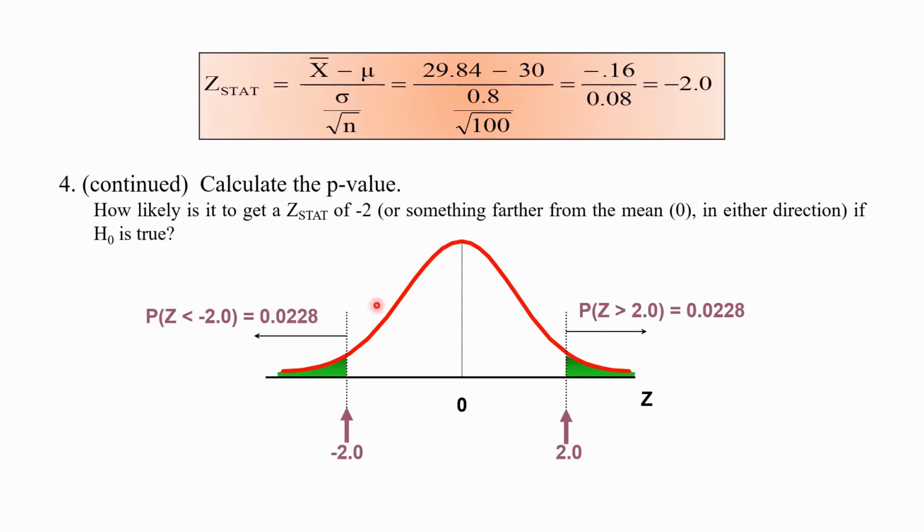So now how do you calculate your p-value? Since this is a two-tailed test, you add these two values, or you multiply this by 2, since this is a two-tailed test. So accordingly, you get the p-value as 0.0456.